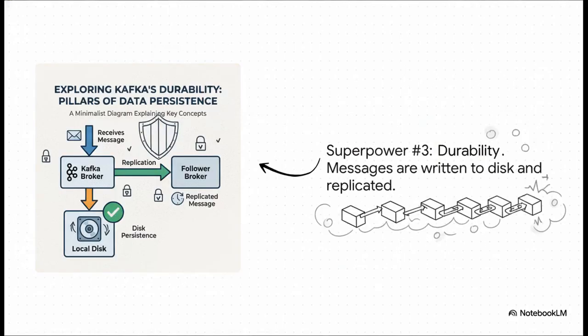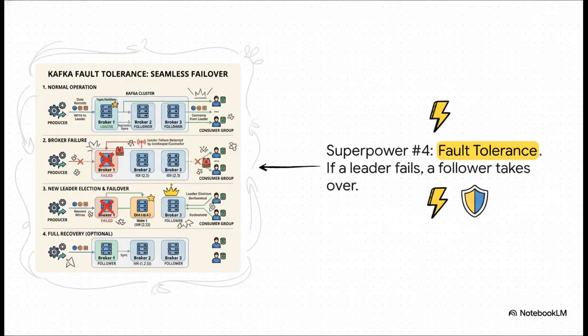All right, superpower number 3 is durability. Simply put, Kafka's built to not lose data. And it does this in 2 main ways. First, as we said, data gets written to disk, so it survives a server reboot. But even more importantly, data is replicated. That means copies of your data are stored on other brokers in the cluster. So if one entire machine just dies, no sweat. Your data is safe and sound on another one. And that replication is what gives us our 4th and final superpower, fault tolerance.